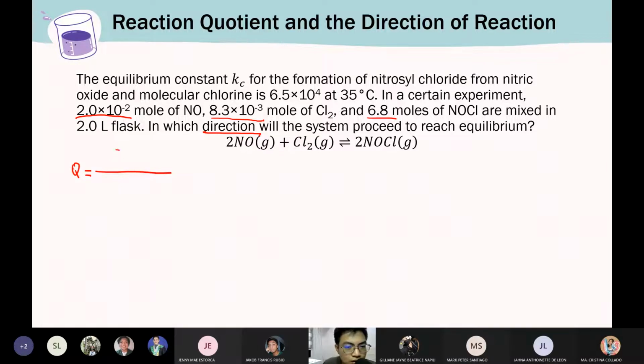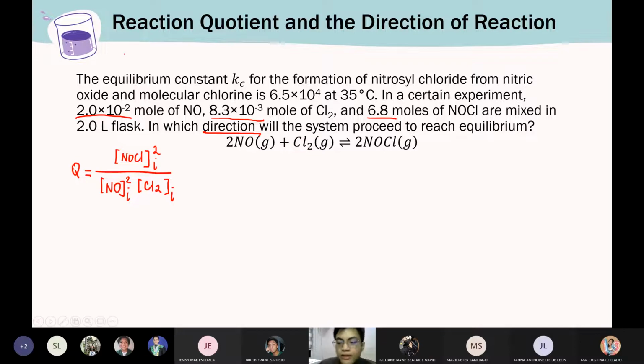The products go in the numerator, and the coefficient becomes an exponent. The reactants we place in the denominator. So you have your NO and your Cl2. What is missing here? The letter I. Do not forget the letter I, because it means the amounts are initial.